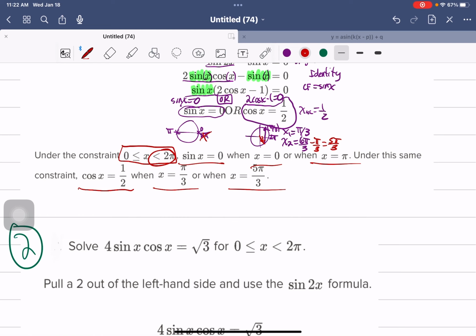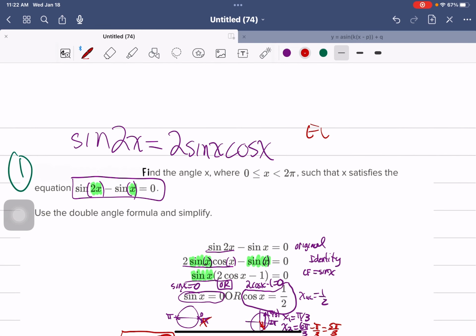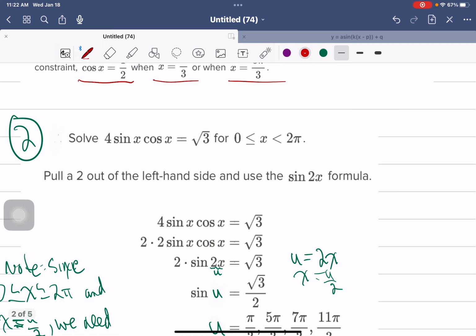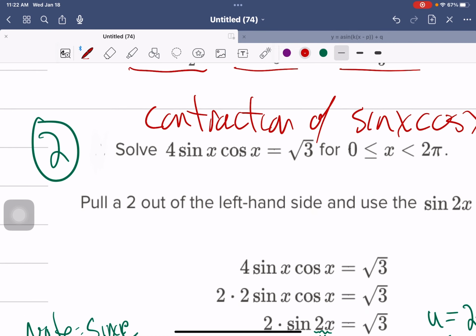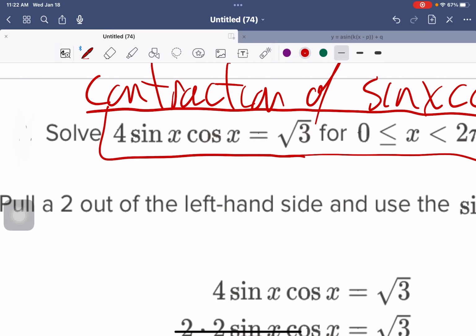Okay, so that's an example of expanding. So this is expanding sine 2x. Okay, so sometimes you'll expand sine 2x. At other times, though, we're going to do a contraction of sine x cos x. Okay, so here's what I notice. In this one, number 2, I have this. So I notice that my equation is 4 sine x cos x equals root 3.